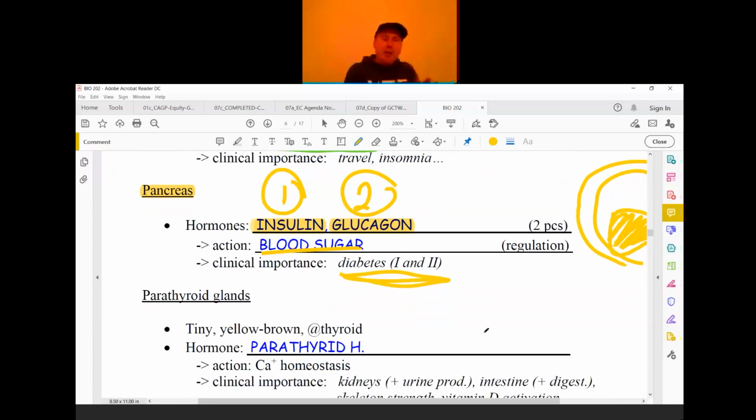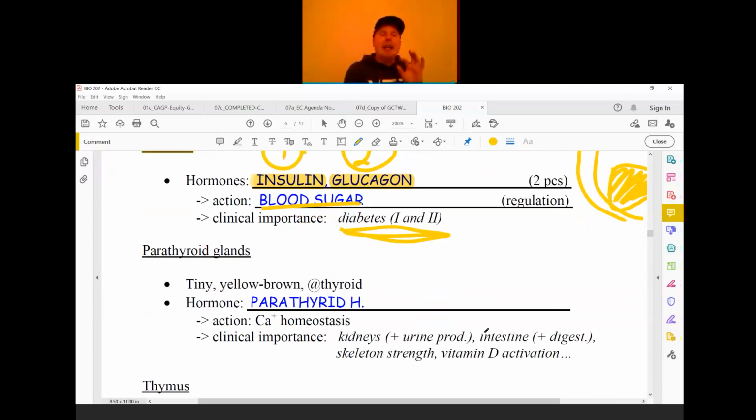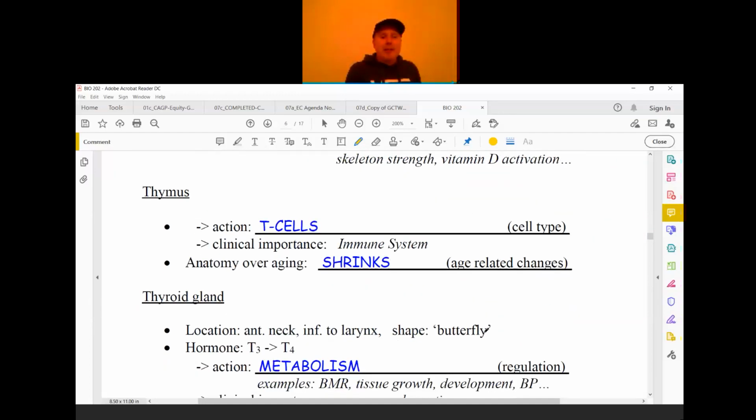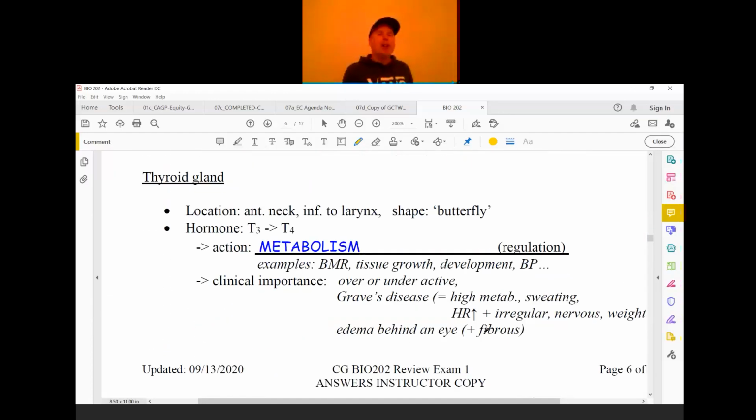And again, we're going to come to parathyroid gland in a little bit. Before that, I want to discuss the thyroid gland first.